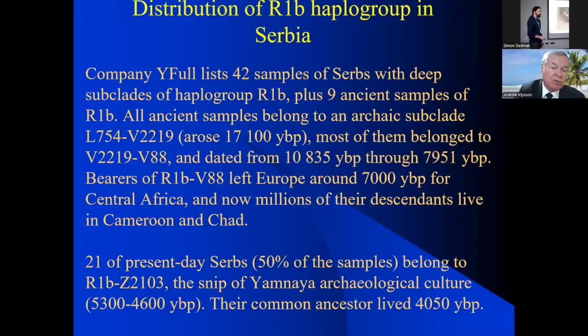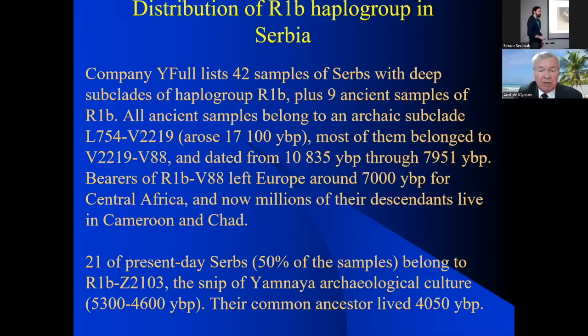But if we go to Europe, in France, there are just several people. In England and Britain, in fact, there are only 9 people found who carry Z2103. So apparently some of them left for Eastern Europe and stayed there. So you see, 21%, which is 50% of all samples of R1b among Serbs, carry Z2103.